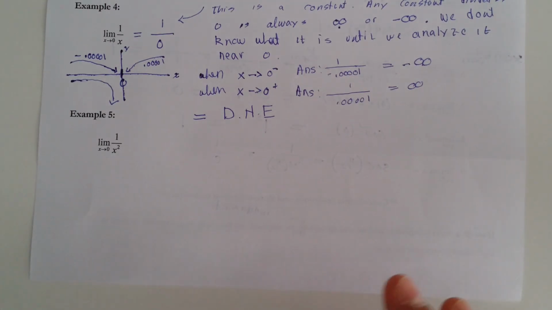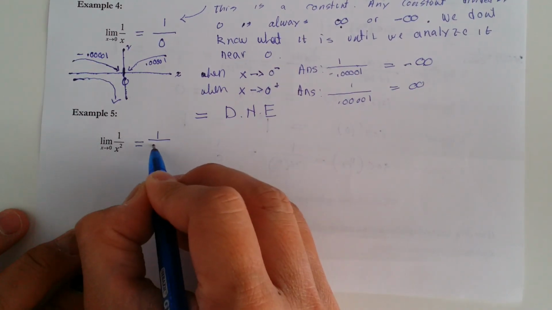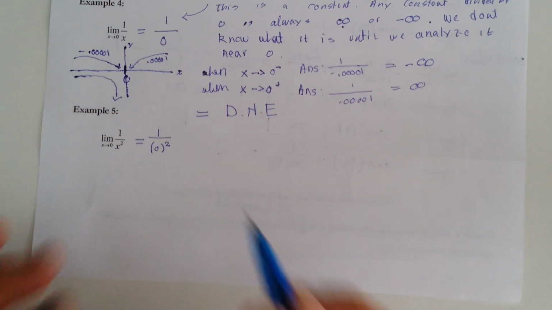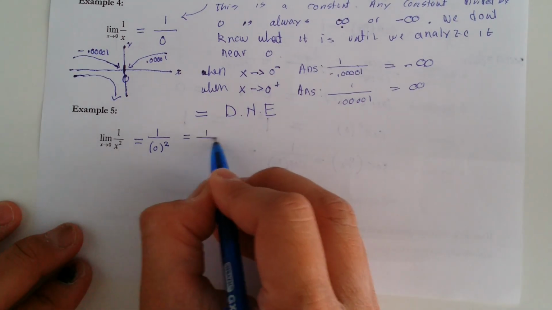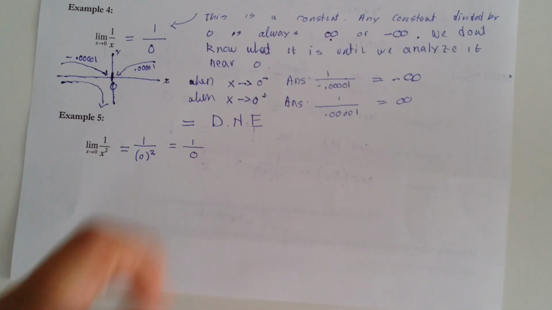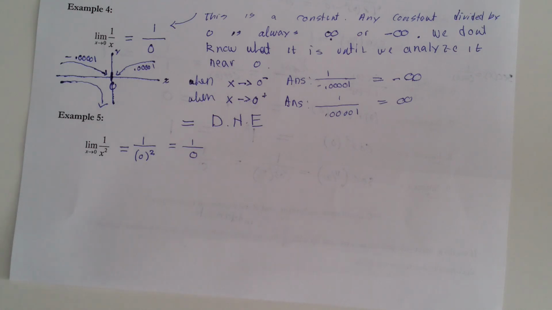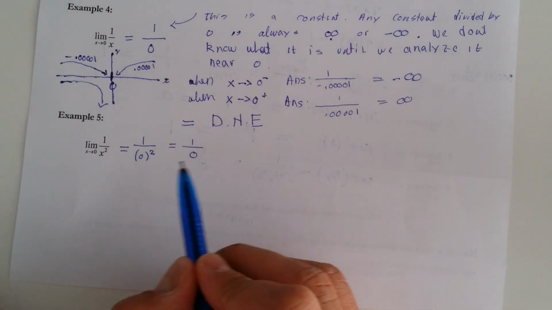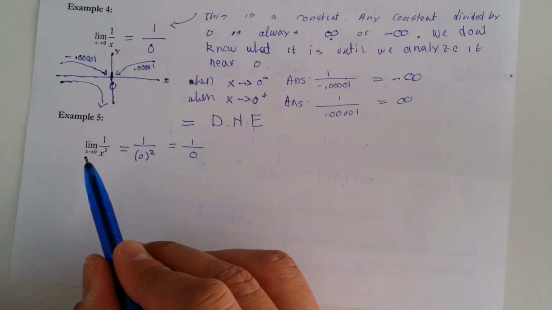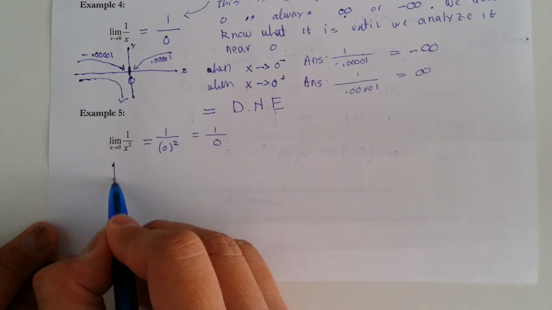Alright guys, the limit as x approaches 0 of 1 over x squared. Start with the method of choice, direct substitution. Notice that that is going to give you undefined. So again, we need to use our common sense and analyze the graph near 0, as x approaches 0. Alright, go ahead and draw your graph.